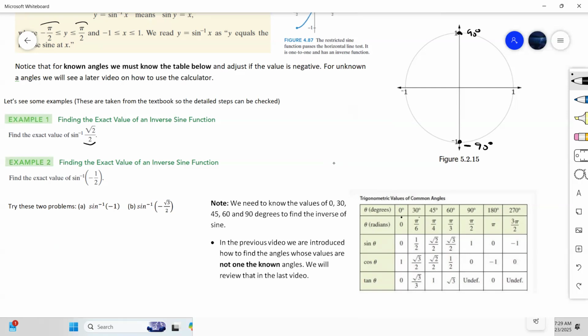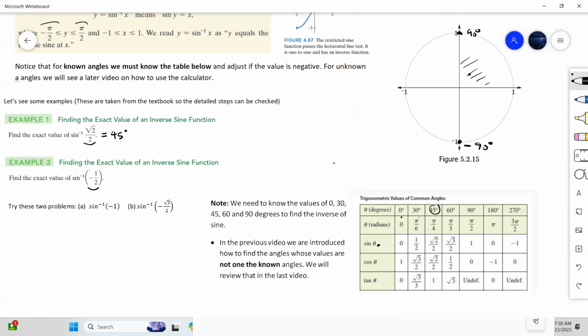So sine inverse of square root of 2 divided by 2. It's positive, so I am here somewhere. Okay, and now I have to look at this table, which has to be memorized, and find out on sine which value is square root of 2 over 2. Well, obviously it's 45. So this answer is 45. So on questions like this, there is no work to show. You just show me the answer. There's nothing else to do. Okay.